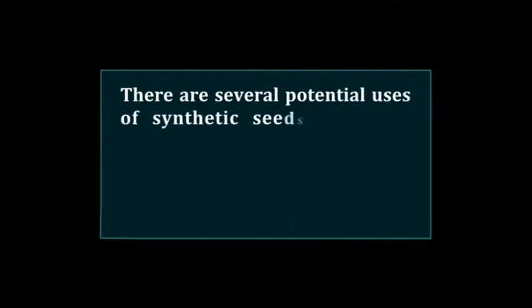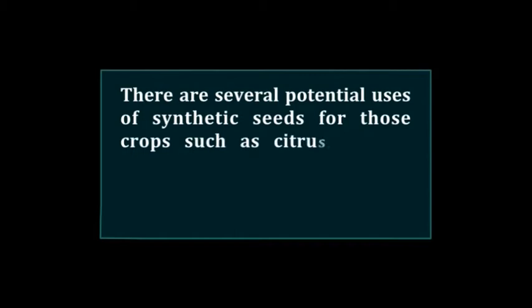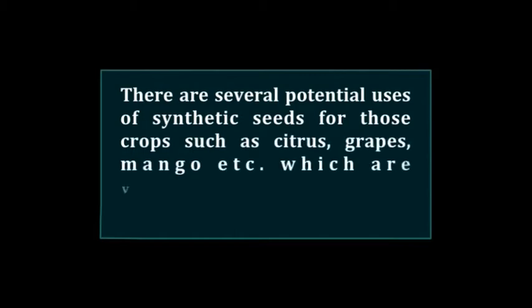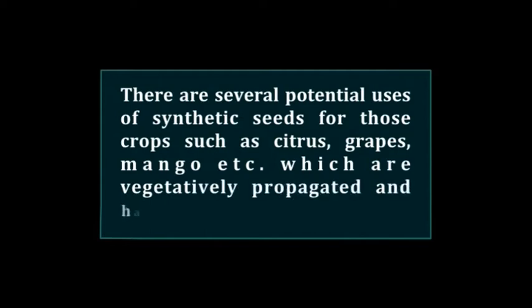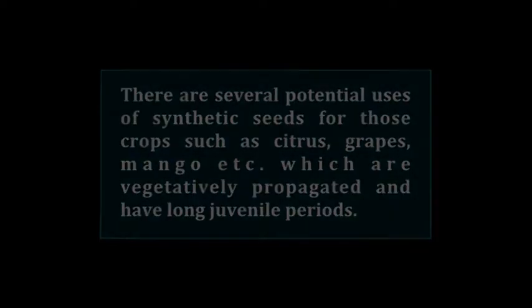There are several potential uses of synthetic seeds for crops such as citrus, grapes, mango, etc., which are vegetatively propagated and have long juvenile periods. Production of synthetic seeds in medicinal plants by encapsulating the somatic embryos and other vegetative propagules such as shoot tip and nodal segments has solved some of the problems involved with the propagation and preservation of plants with medicinal values.